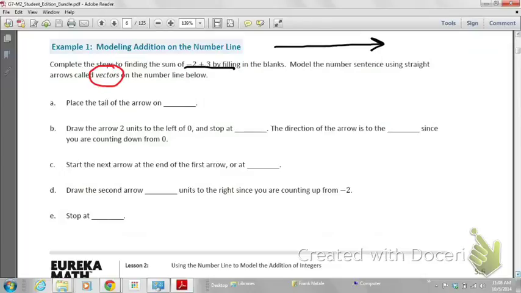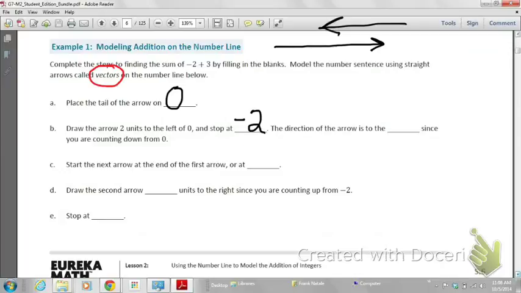A vector is a straight arrow like this. It doesn't need to be going right always. It could also go left, depending whether you're adding or taking away. You're going to place the tail of the arrow on 0, because this is what we start off with. Any kind of finding of a sum, we're assuming that we are starting with 0. Then you draw the arrow 2 units to the left of 0 and stop at -2.